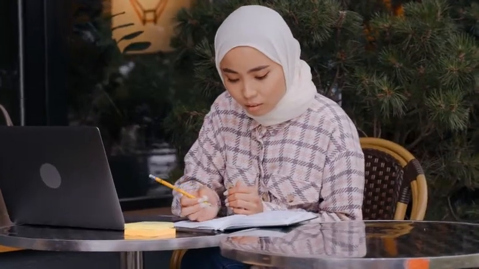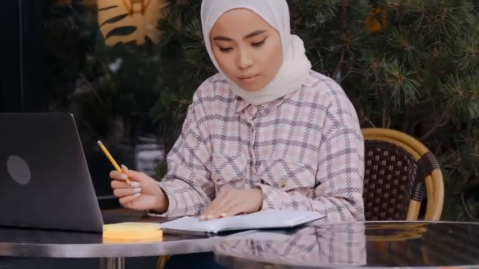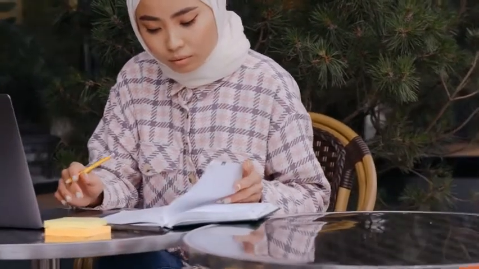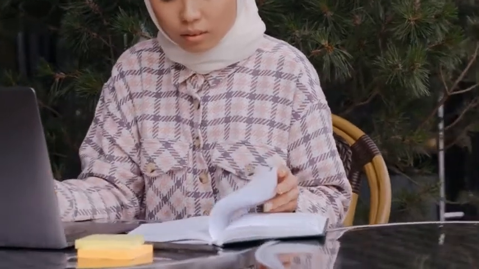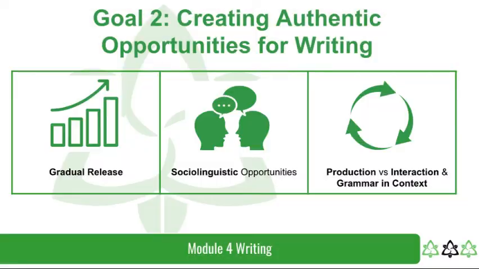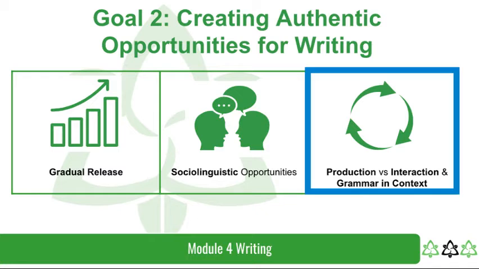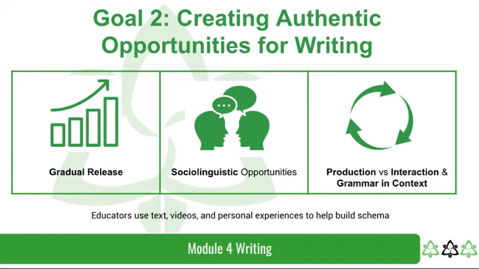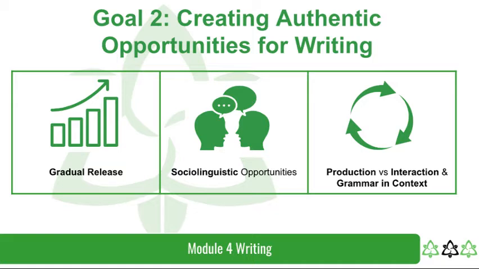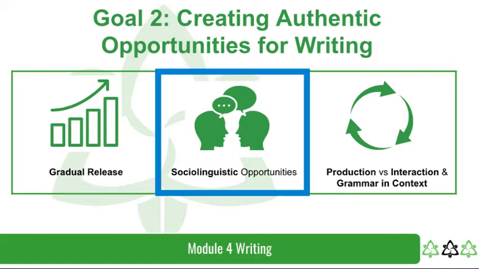In contrast, if learners are being asked to write a letter to a business to complain about a defective item, the learner will need an entirely different schema. The sociolinguistic tone will be different, as will the vocabulary, grammar structures, and reasoning for the letter. Educators would similarly use text, videos, and personal experience to help learners build the schema. However, the resources will be entirely different from the first activity based on the sociolinguistic demands of the scenario.